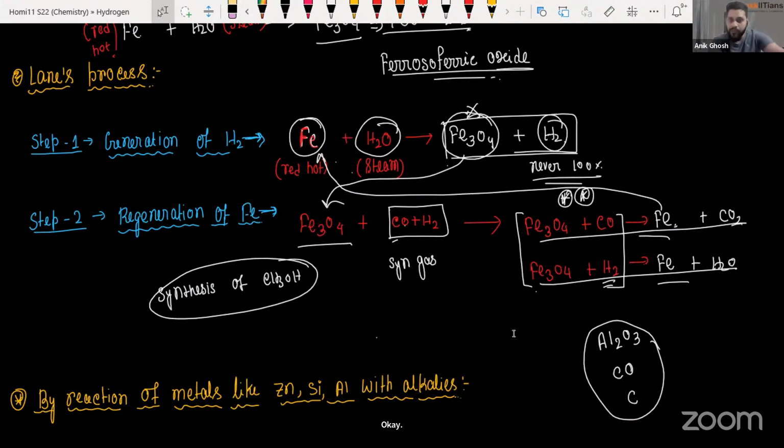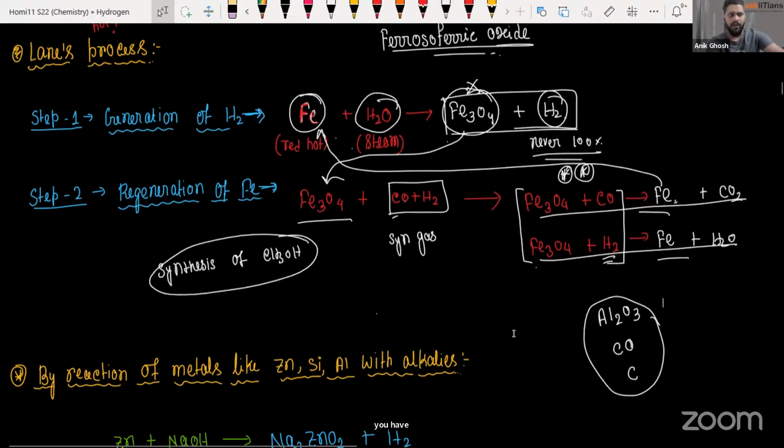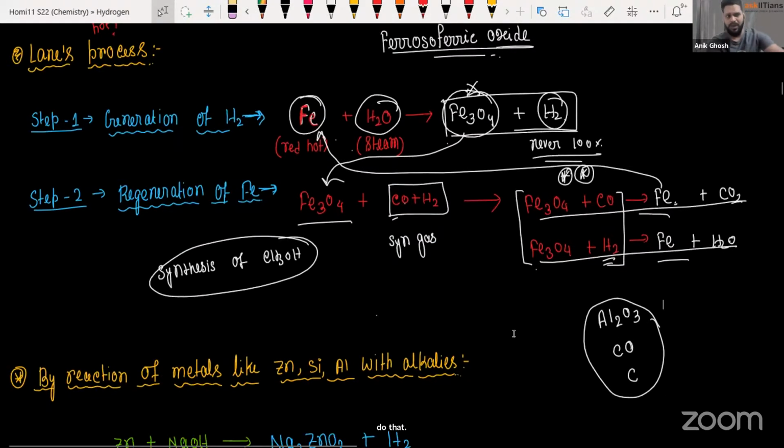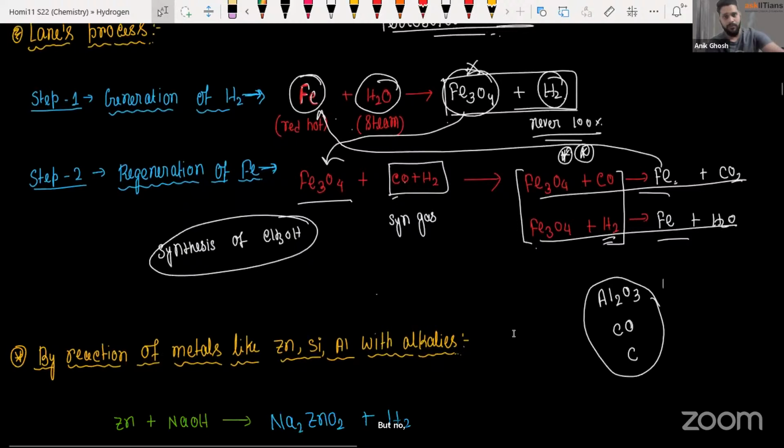Sir, can we turn CO2 into syngas again? No, it's not like every reaction is reversible, right? If you have to turn CO2 into syngas again, you have to use a very strong reducing agent in order to do that. It's not a reversible process. It's a one-directional reduction reaction.